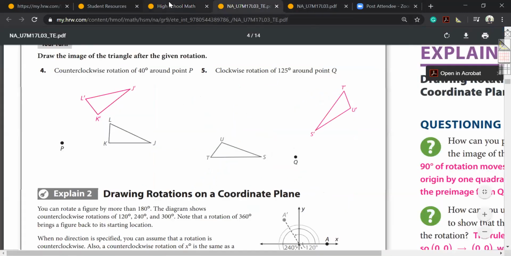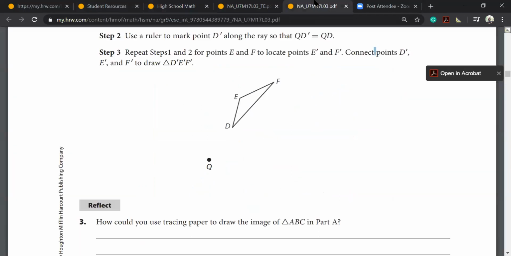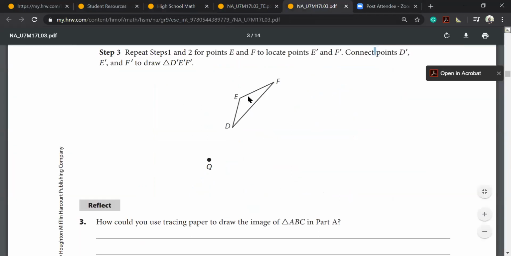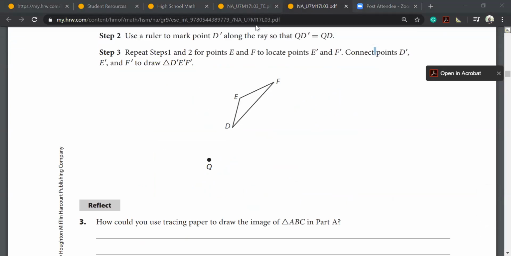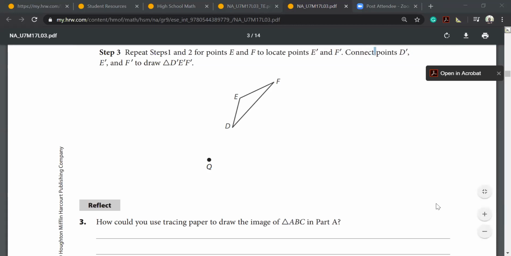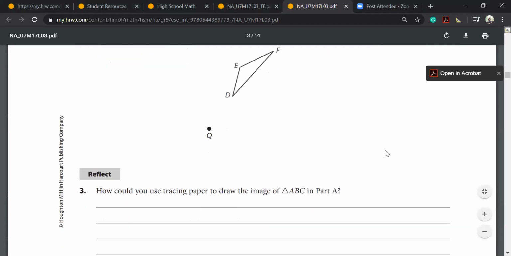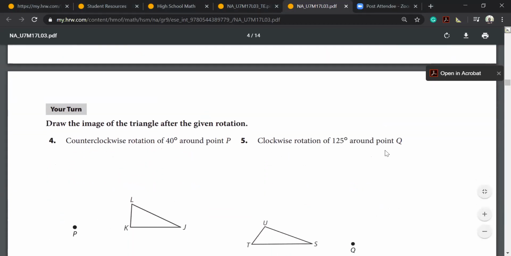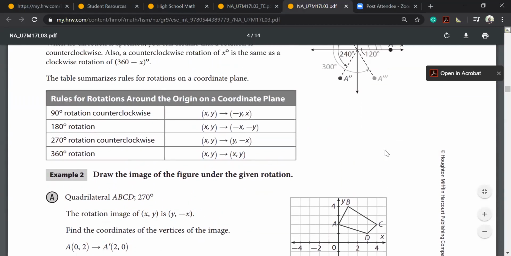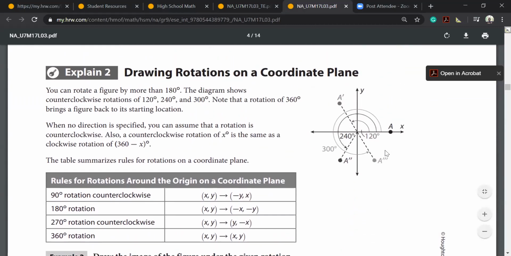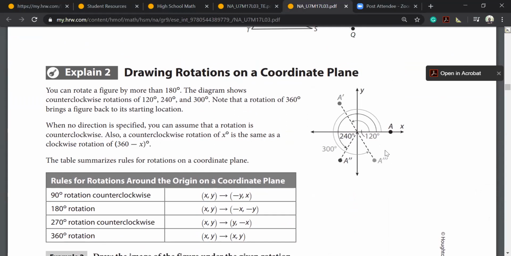So we finished, alhamdulillah, this part, the part of the ruler and the protractor. And we are going now to the part that you like and I like and prefer, the one with the rule thing. Okay, let's go to explain drawing rotation on a coordinate plane. Instead of using my rulers and these things, we are going to be using this beautiful table.